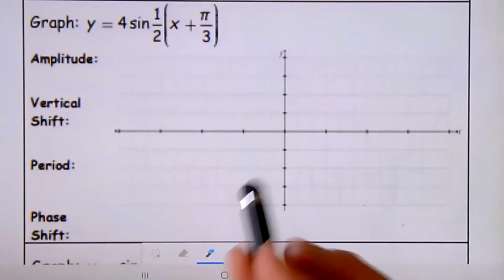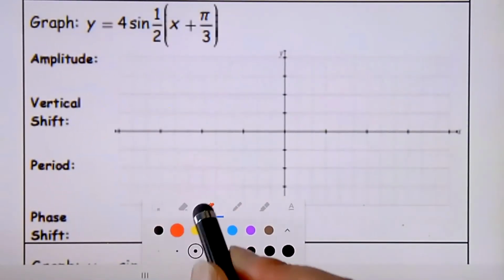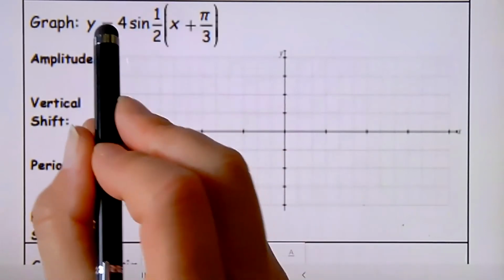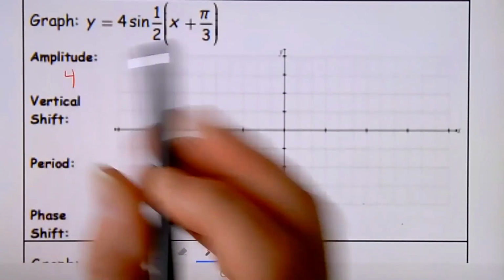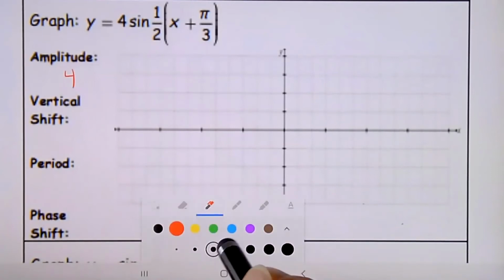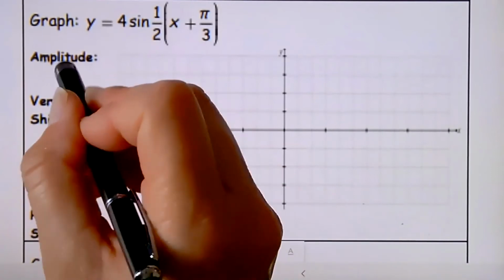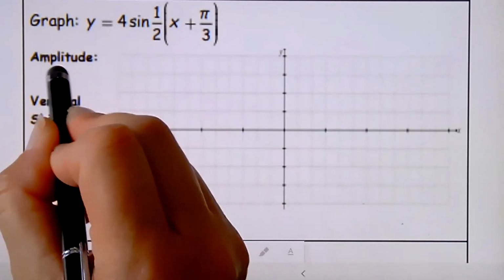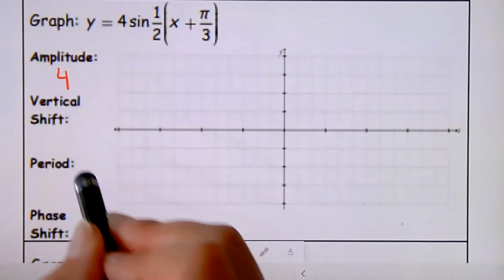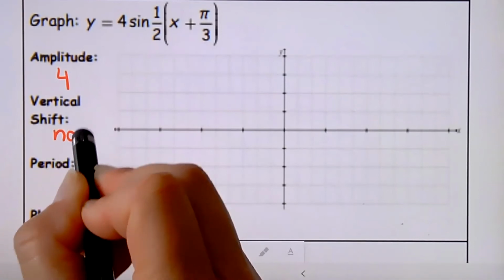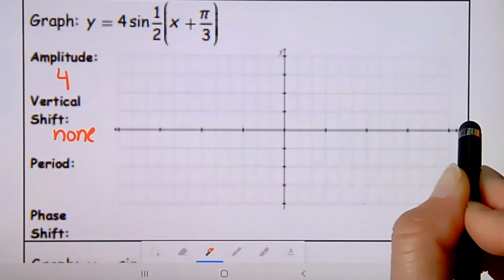Okay, so on this next one, I'm going to get a different color, so different colors in between these, just so they don't all blend. So here, my amplitude is 4. My vertical shift, I don't have one because there's nothing here, so this is none. That means I'm going to be on my x-axis.